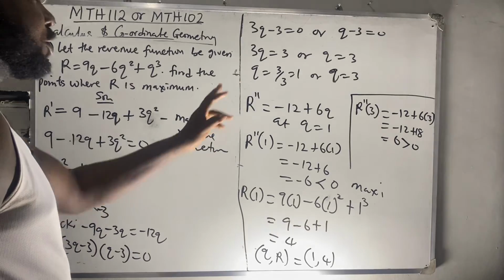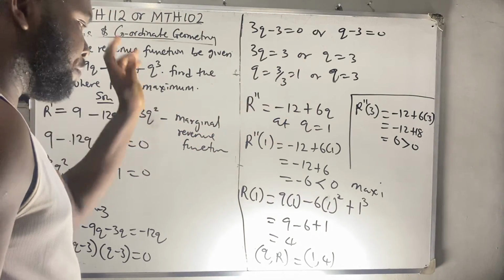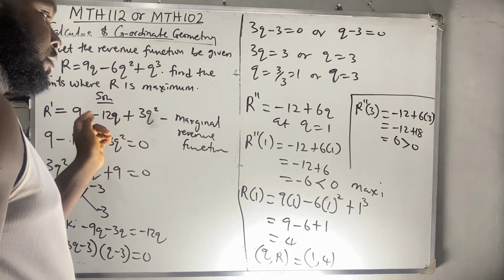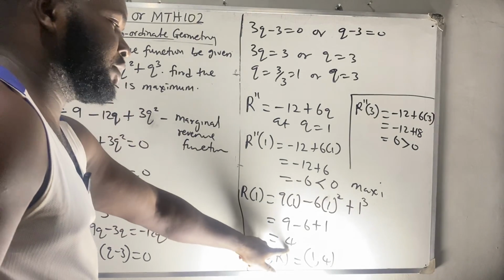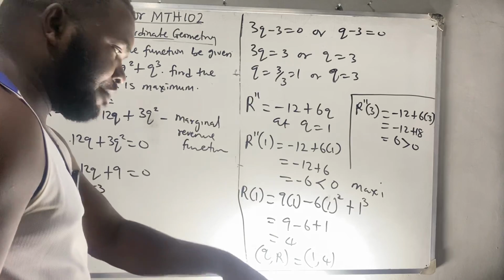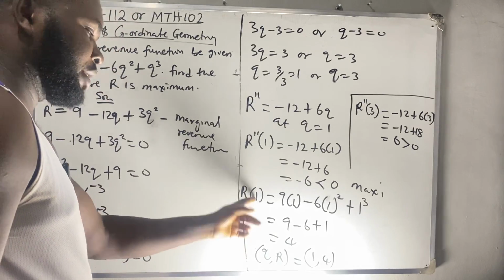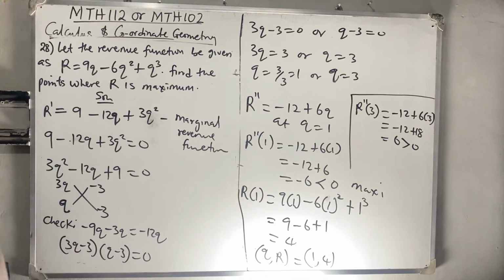So you say that Q equal to 1 will give us the maximum point, and then the maximum value. In fact, that is what we're supposed to say. Then the maximum value is this one. The maximum point is giving the maximum value. The maximum point is 1. The maximum value is 4. So note that, please.